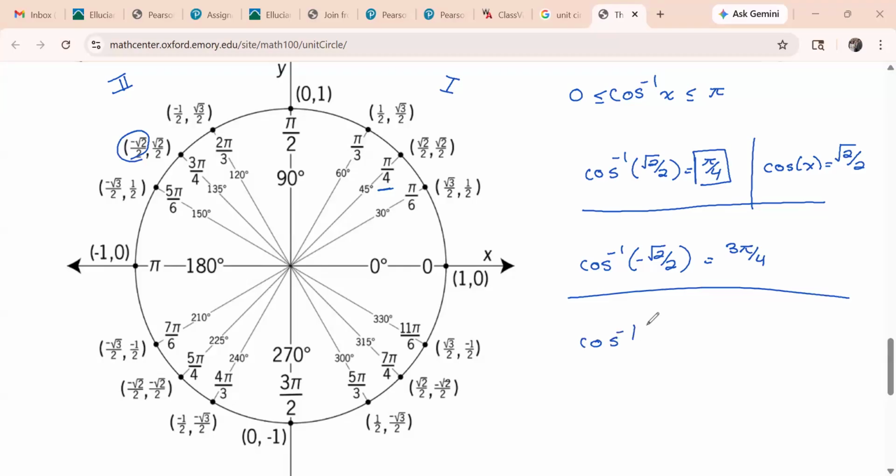Now, what if I did inverse cosine of negative 1? So when is cosine negative 1? Well, cosine's negative 1 only here. And that just barely fits in because remember, we can be at pi. So this one is going to be pi. And that, once again, is my only solution.